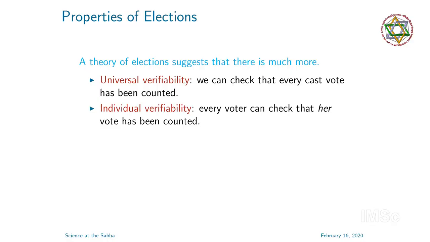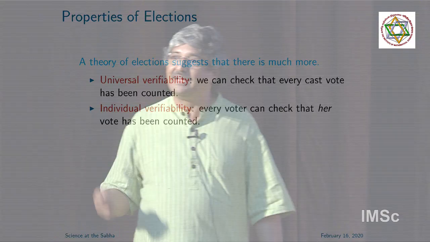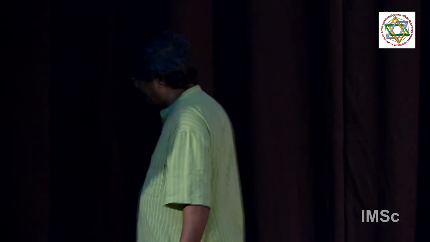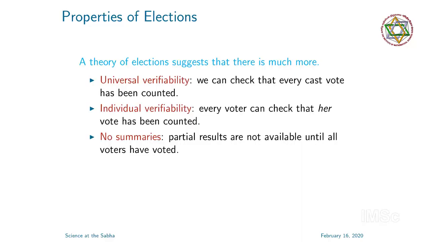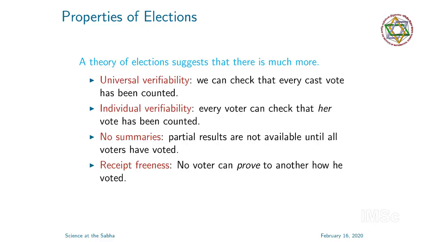Individual verifiability. How about a democratic right by which I insist that every voter can in principle check that her vote has been counted? We don't have it here, but I'm saying this is something that you can reasonably expect in a democracy. No summaries. This is extremely important, right? Partial results are not available until all voters have voted. Because if results start coming in by 1 o'clock, you know what is going on. You know what people are going to do at 2 o'clock.